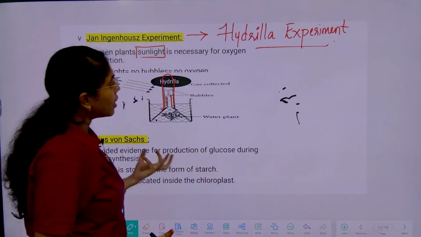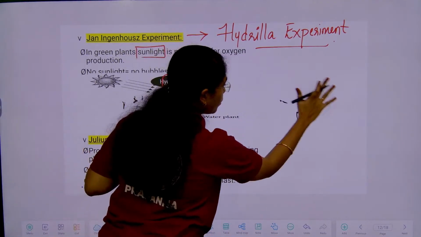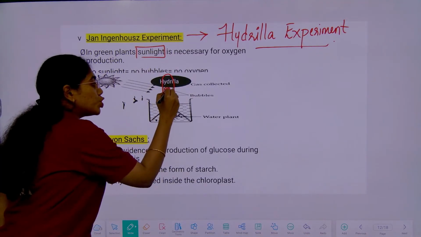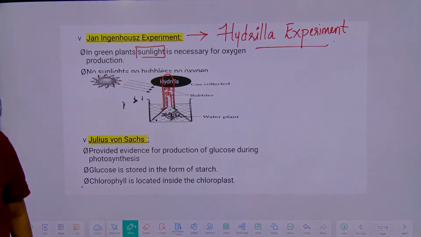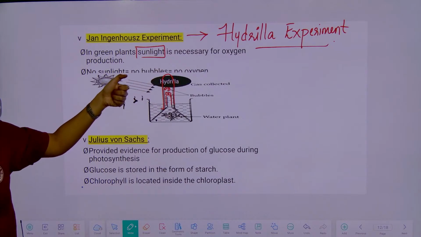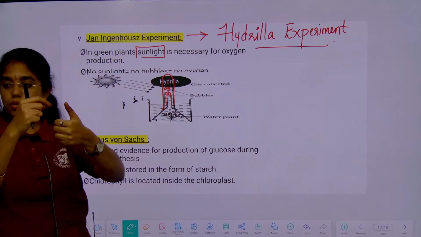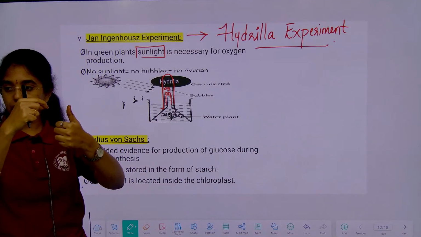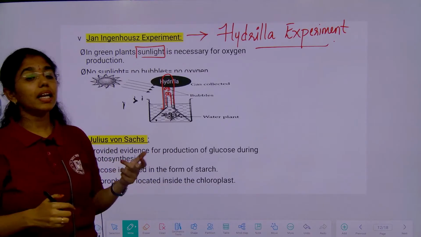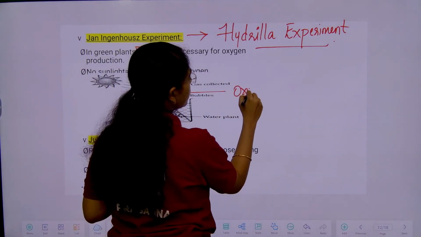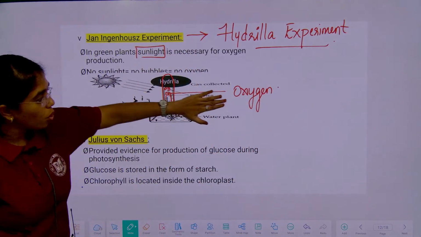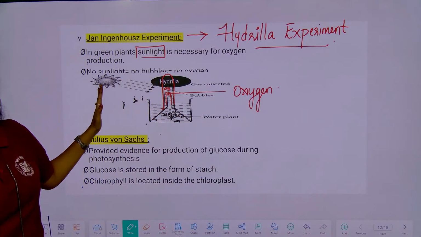After a certain period of time, he observed that the setup placed under sunlight shows some bubbles in the test tube. When this is observed, what gas is it releasing? When a burning matchstick is placed into that test tube, the open flame burns more brightly. It is the indication of what gas? Oxygen. So oxygen is released only in the setup which is placed under sunlight.